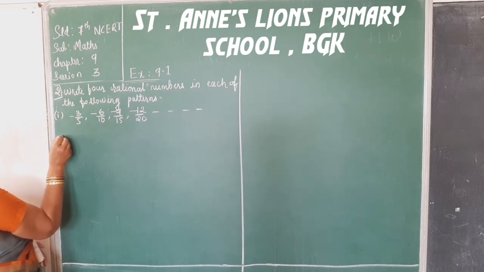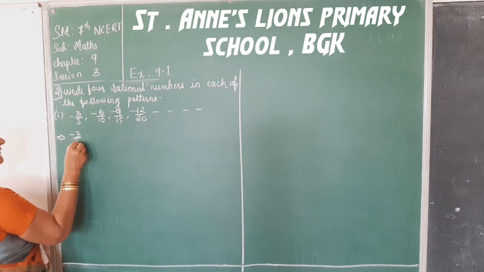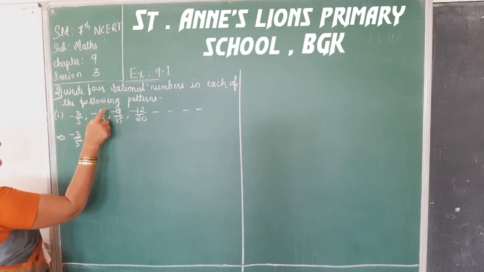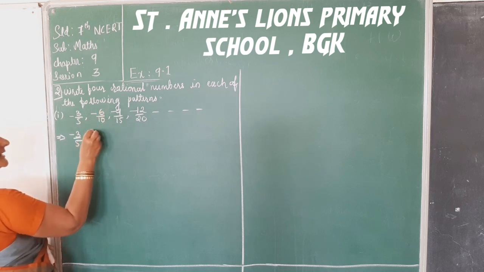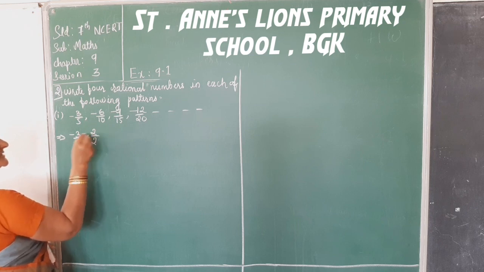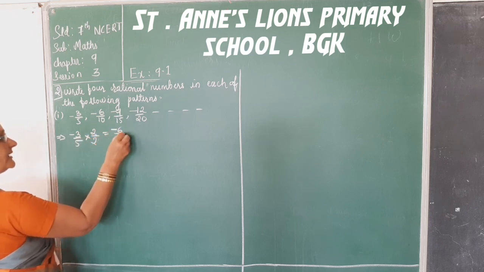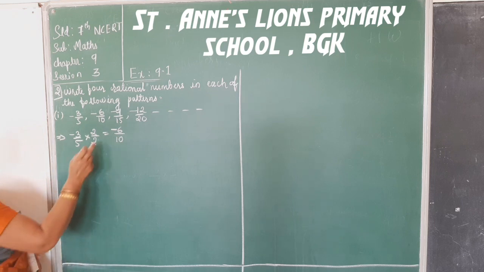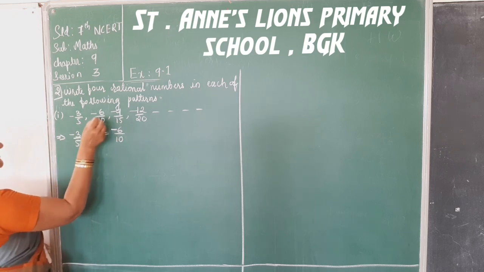See, first one is, this implies that minus 3 by 5. How do we get minus 6 by 10? By multiplying by 2 by 2. This is nothing but minus 6 by 10. Okay. Then how do we get the third one?